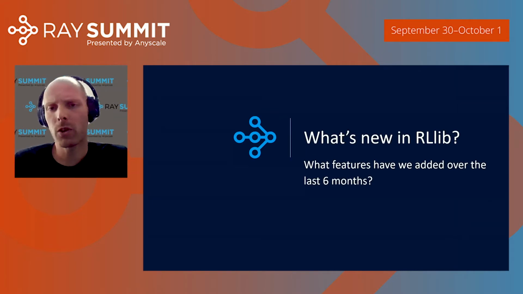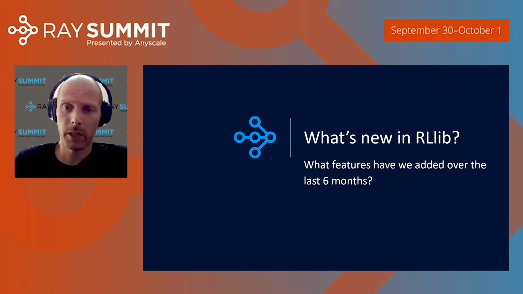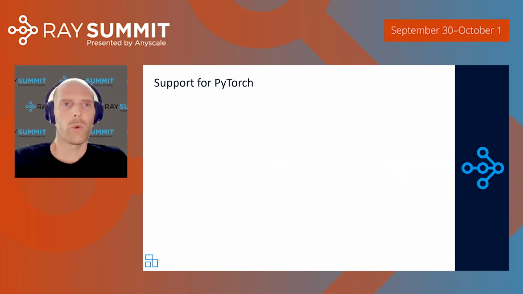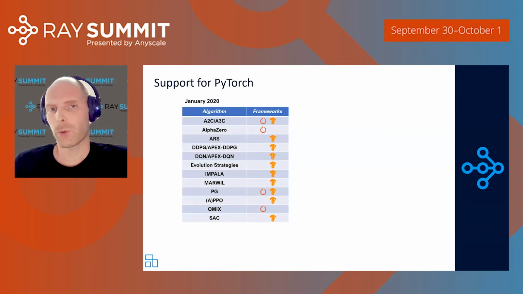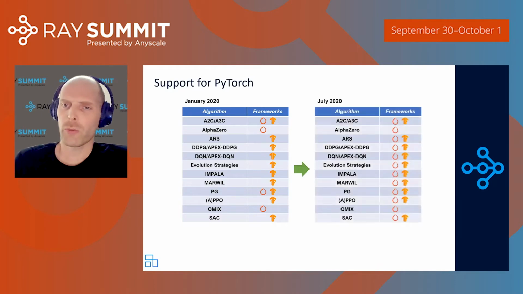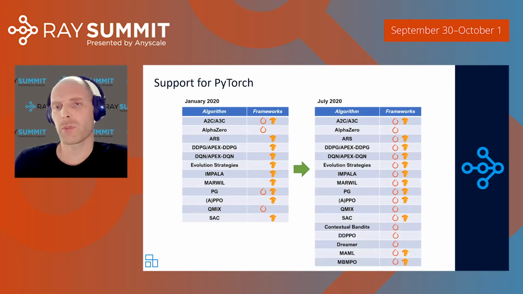The main focus of this talk is to tell you what's new in RLlib and what features we have added over the last 6 months. We added PyTorch support. If you looked at RLlib back in January 2020, you would have seen this table of available algorithms and their associated deep learning frameworks, PyTorch or TensorFlow. This has changed dramatically. We have added PyTorch support for all available algorithms in RLlib. And we also added new algorithms, some of which I will talk about in this talk.